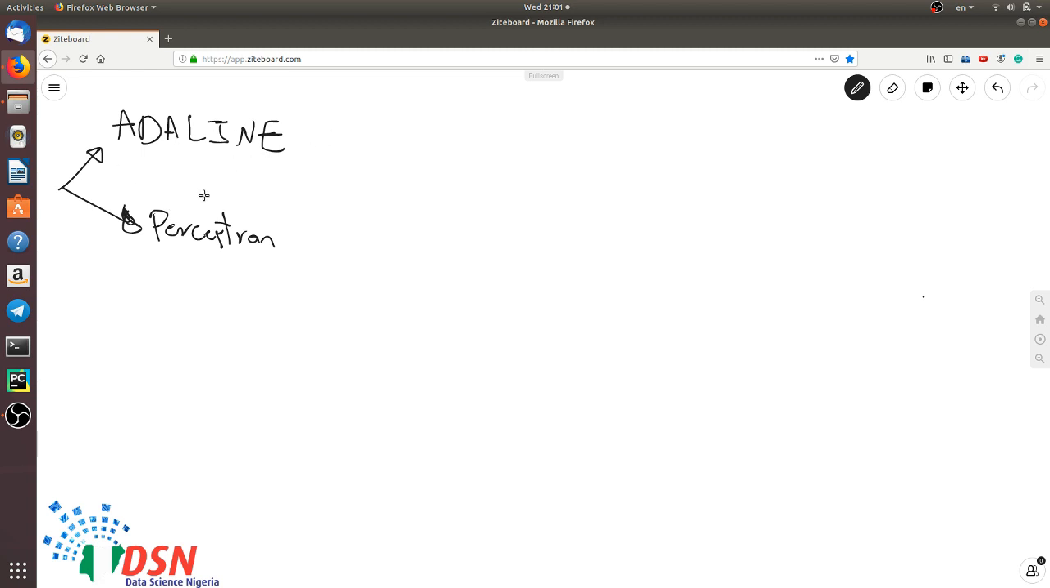In Adaline, or adaptive linear element, the error is just the squared error, so we have (y minus z) squared, and z is the sum of wj xi. So we have a one-layer neural network in here with a linear activation function, and the error is the squared error.